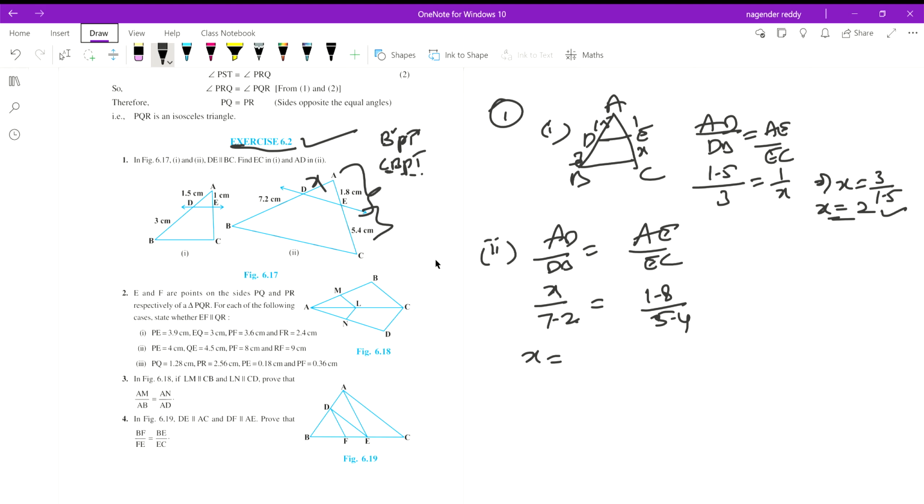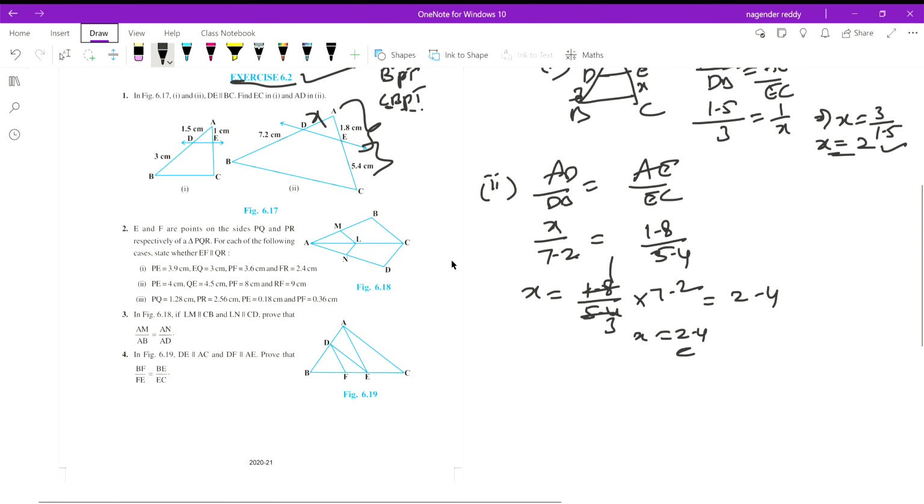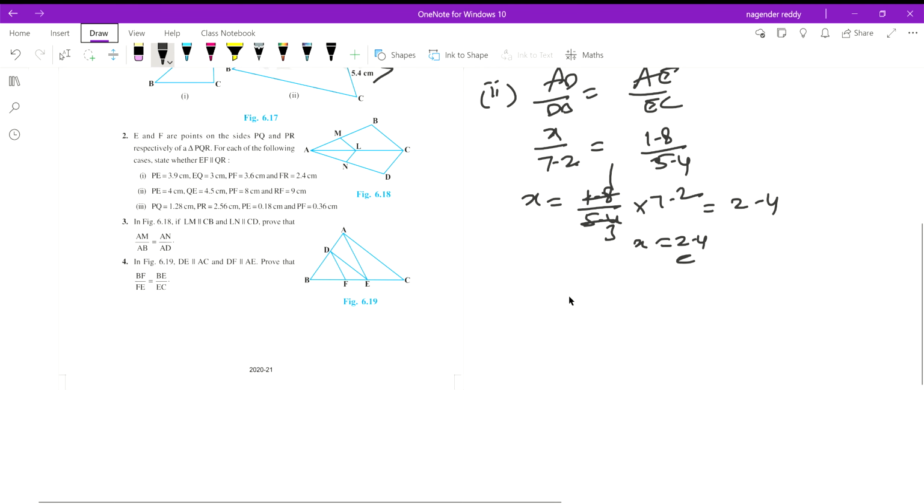Otherwise, x value is equal to 1.8 by 5.4 into 7.2. You can go directly like this also. So cancel this one, 1s are, 3s are. That is equal to 2.4. So x value will be 2.4. Now, you can go for the second question.